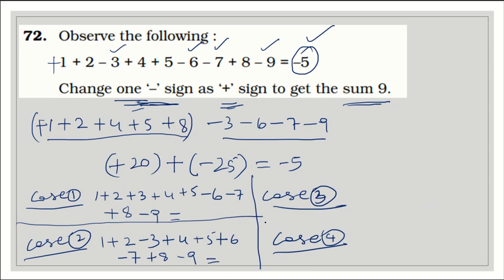And in the third case, it can be 1 plus 2 minus 3 plus 4 plus 5, and 6 will be negative, whereas instead of 3, 6, 9, the 7 is becoming positive.